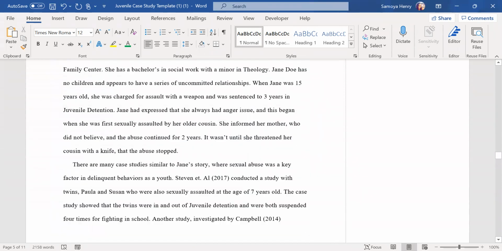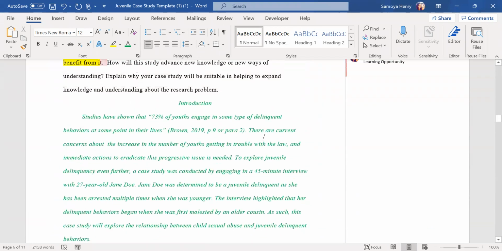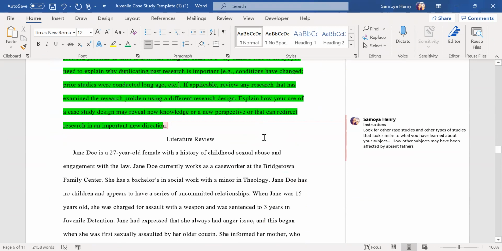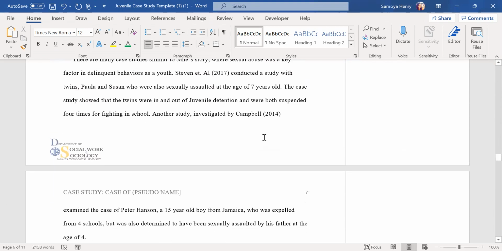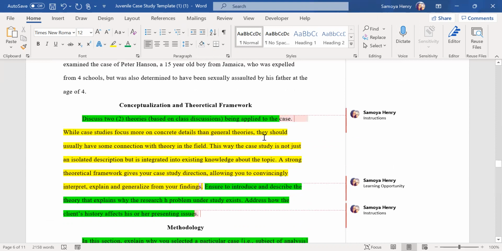Yeah, that is that. So that can take a next page. So far we are at page 1. And next, the literature review. If this is like a page, maybe 2 pages, we're looking at 3 pages so far. All right. Now we're going to talk about the conceptualization and theoretical framework.